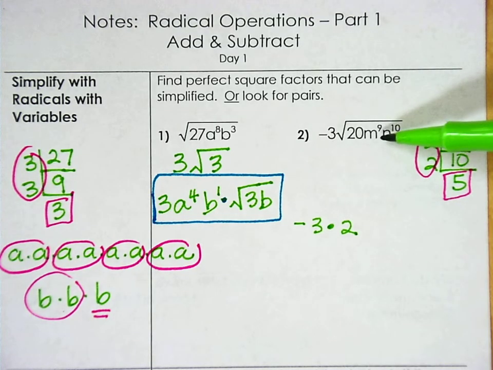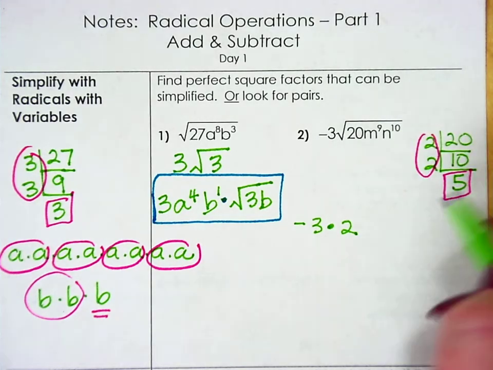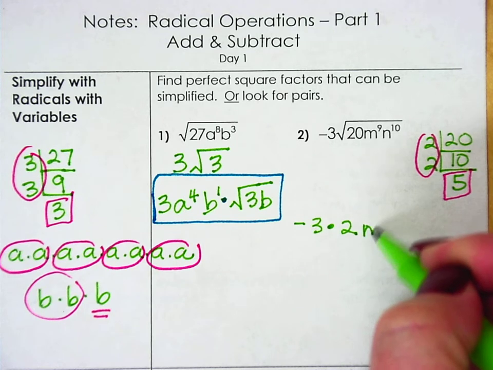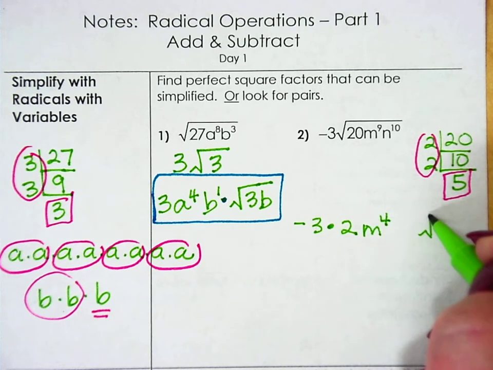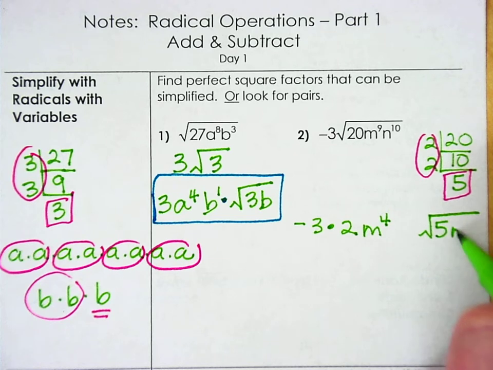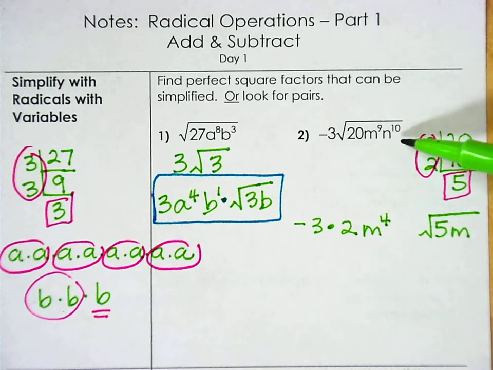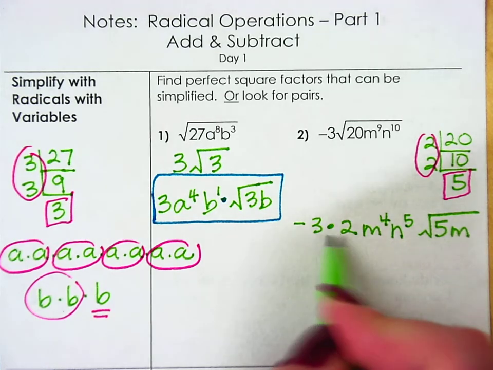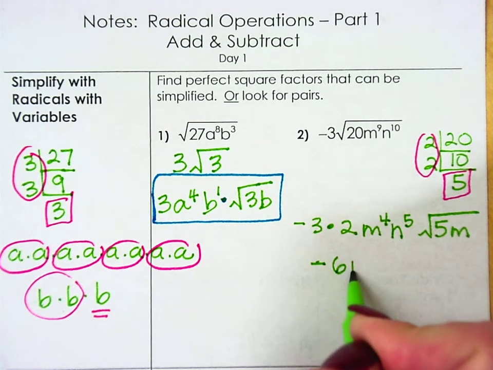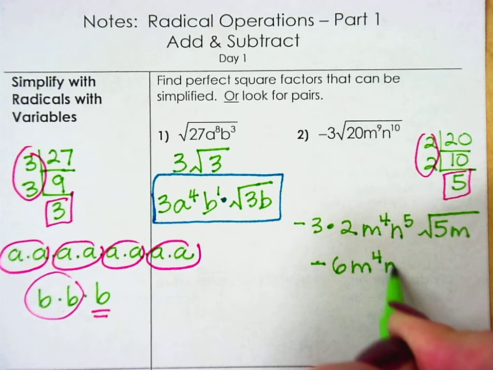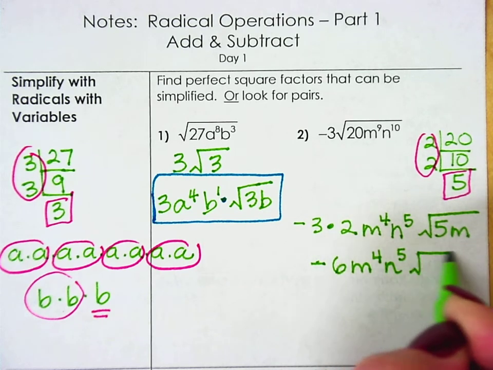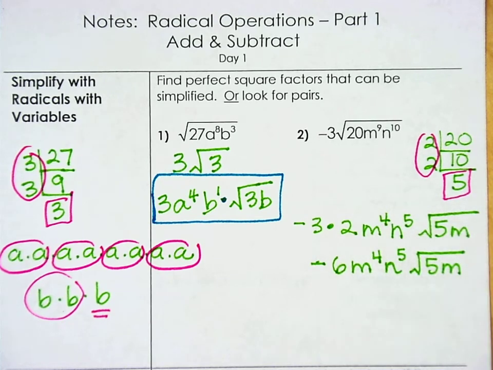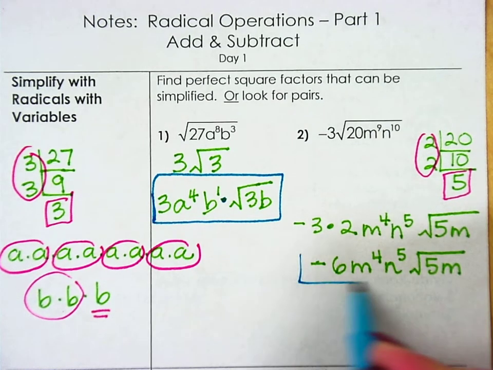So we'll come back to that in just a minute. Let's go ahead and look at our variables first. I have m to the 9th. So how many pairs are there? Well, I have 4 pairs. So that's m to the 4th with 1 m left over. So I have 1 m left over on the inside. And then I have an n to the 10th. So how many pairs are there? There's going to be 5 pairs, so that's n to the 5th. So the final answer when I multiply these together is -6 m to the 4th, n to the 5th, and then I have the square root of 5m left on the inside. And that's my final answer for this one.